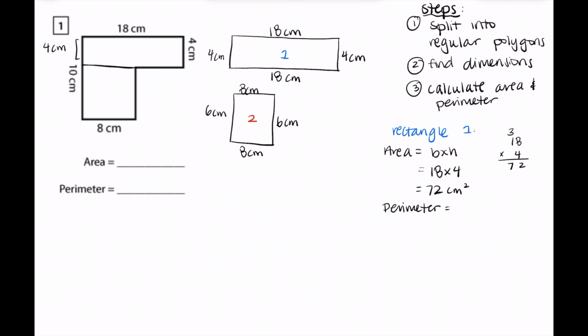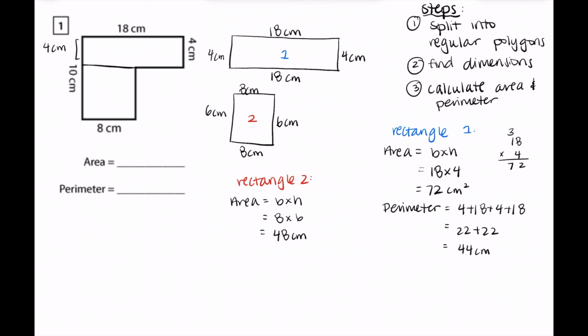Now we'll move on to the perimeter of that blue rectangle. For rectangle 1, the perimeter is just adding up all the sides, right? So we have 4 plus 18 plus 4 plus 18. We know 4 plus 18 is 22, so it would be 22 plus 22, and we know that 22 plus 22 gives us 44, so the perimeter for rectangle 1 would be 44 centimeters. Now, same thing for rectangle 2, area is base times height. Our base for rectangle 2 is 8 and our height is 6, so we'll do 8 times 6, and 8 times 6 is 48.